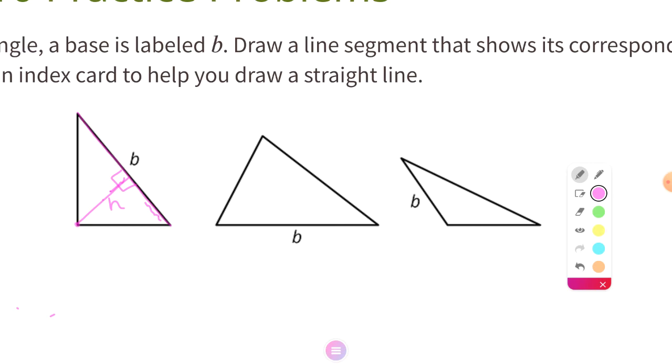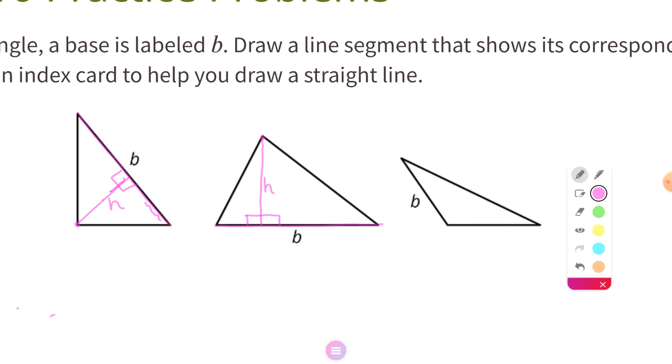Okay, what about the next one? Kanan, what do I need to do first? Highlight my base. Where is the highest point of that triangle? At the top. Okay, then you can use your index card to come straight down to the base, form our right angles, and label it our height.